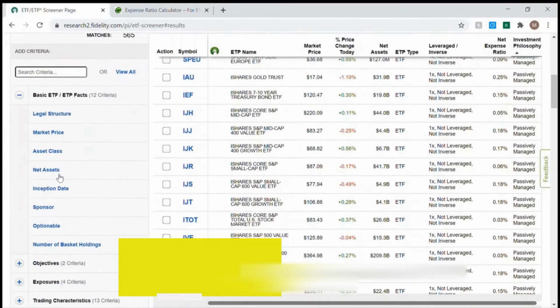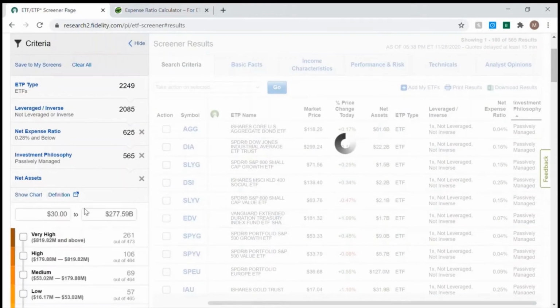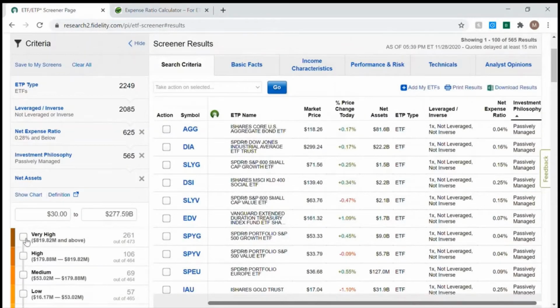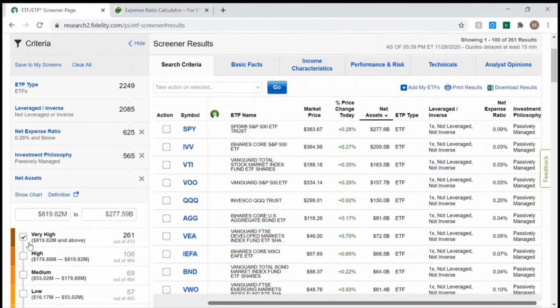Next, I'm going to go down to net assets, and I'm going to look for a net asset value that is very high. I choose to do this because these ETFs tend to be more liquid. This is not extremely important, it just helps me narrow down the search a bit further.